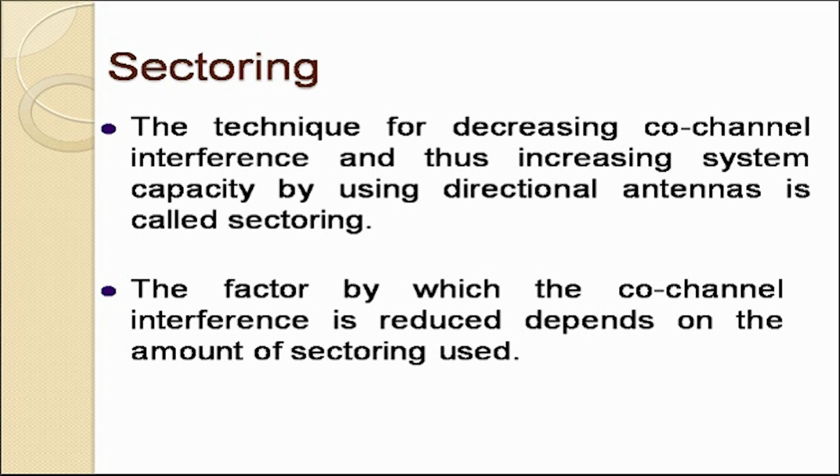What is cell sectoring? Why do we use cell sectoring in mobile communications? The definition of sectoring is the technique for decreasing the co-channel interference and thus increasing system capacity by using directional antennas. So here we go, using directional antennas. It connects the edges of the cells. The factor by which the co-channel interference is reduced depends on the amount of sectoring used.